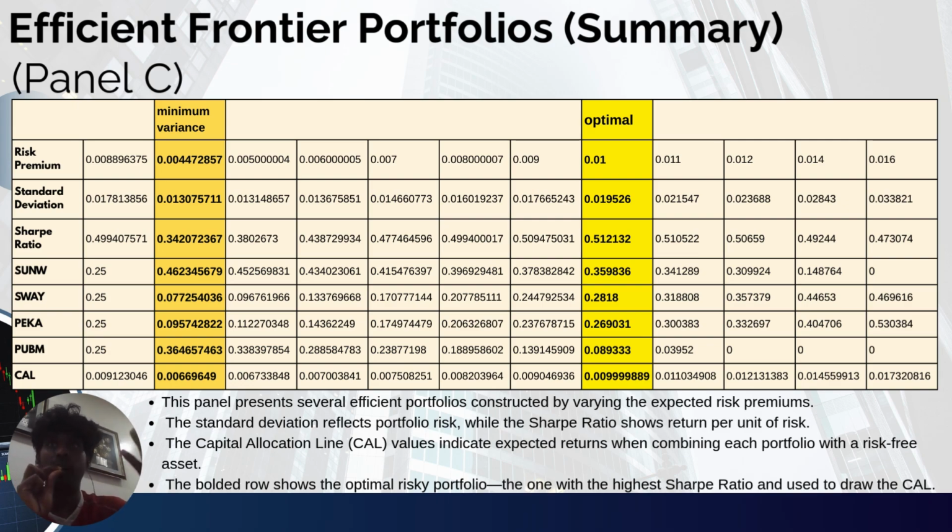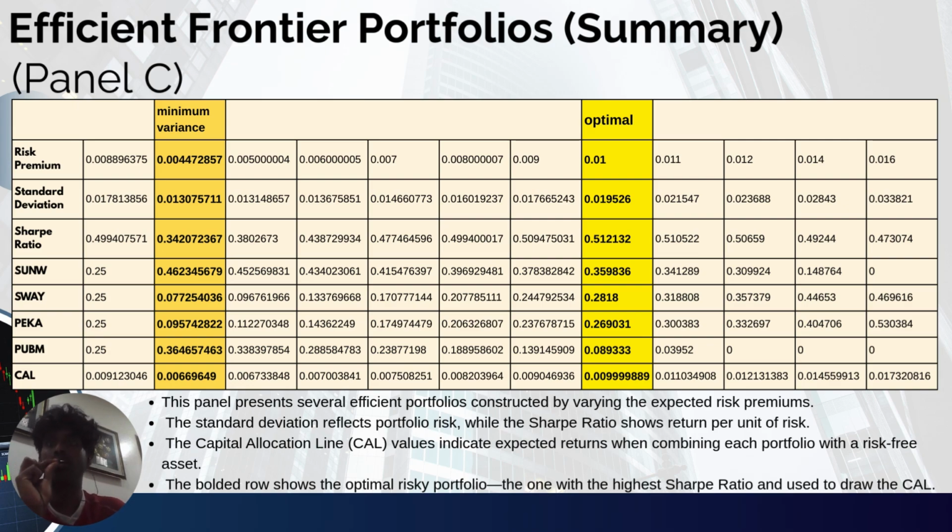As we move to the right, we see portfolios with increasing levels of expected risk premiums, ranging from 0.005 to 0.016. As the premium increases, so does the portfolio's risk or standard deviation, but this also changes the Sharpe ratio, because we know the Sharpe ratio is risk premium over standard deviation. So when this increases, the Sharpe ratio also increases, which tells us how efficiently the portfolio converts risk into return, as we know in risk-return theory: when the risk of the portfolio increases, the return also increases. The portfolio highlighted under risk premium 0.01 is the optimal portfolio. It has the highest Sharpe ratio of 0.512, making it the most efficient in terms of return per unit of risk. This is what we call the optimal risky portfolio.